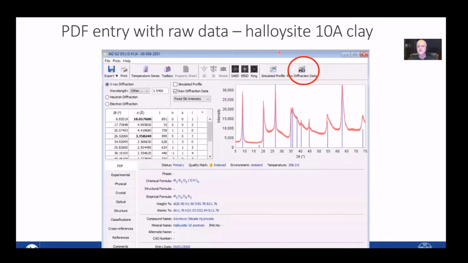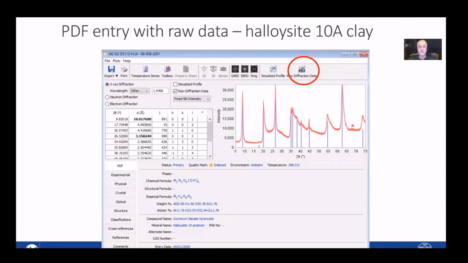I mentioned earlier about putting raw data into the diffraction entry, and this is an example of a halloysite 10A clay. And you'll notice that we have the traditional stick figures that people have used to say, yes, this is a phase that is matched. But now by putting in the raw data, particularly for something that's a disordered material like a clay, you can actually see what the disorder is.